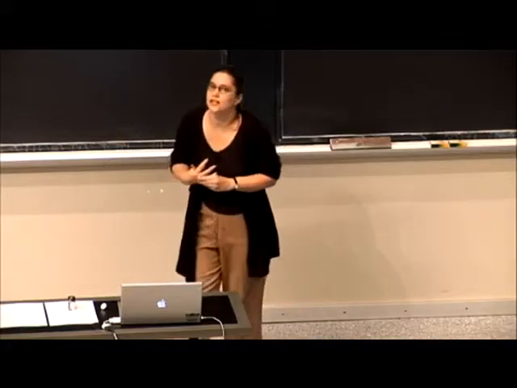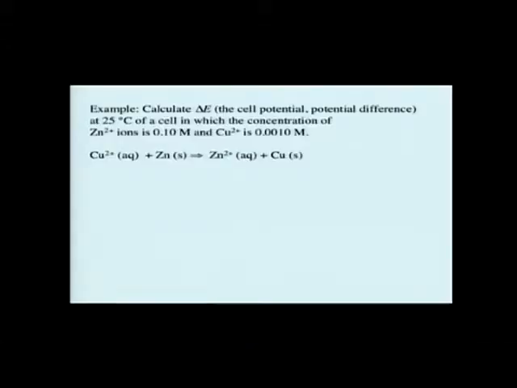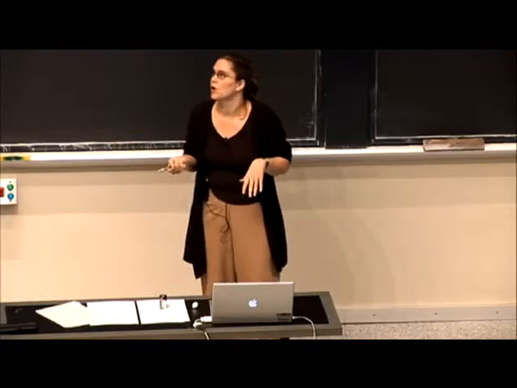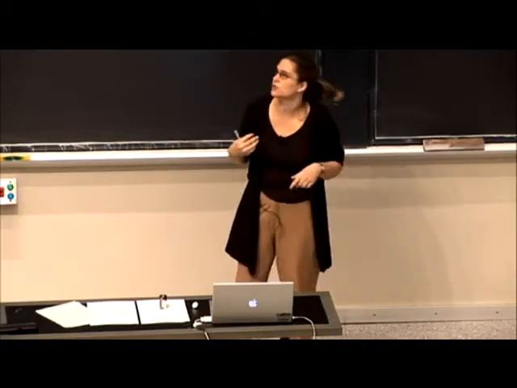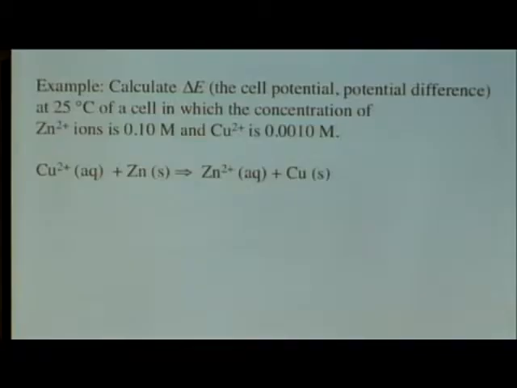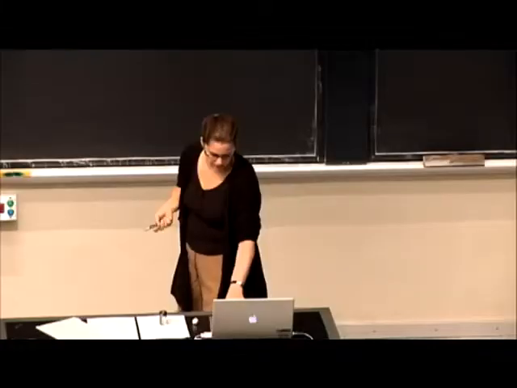So let's look at an example. Say we want to calculate the cell potential at a given time at 25 degrees, and we know our zinc plus 2 ions are 0.10 molar, and copper 2 ions are 0.0010 molar, and this is the equation for that cell.